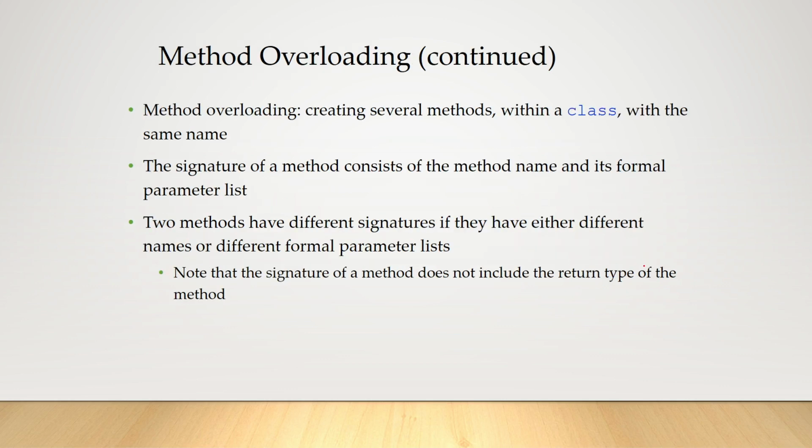Okay? And also, it will allow you to create several methods within a class with the same name but different signatures. The signature is the method name and its formal parameter list. Take note that the signature does not include the return type of the method. Okay? It does not include the return type.